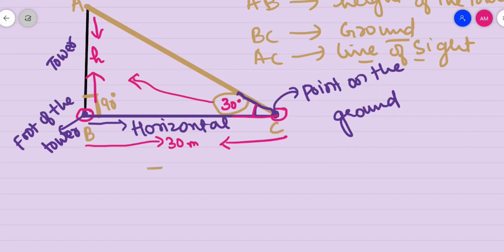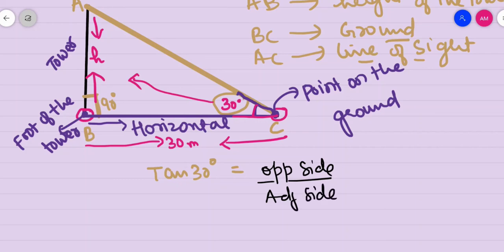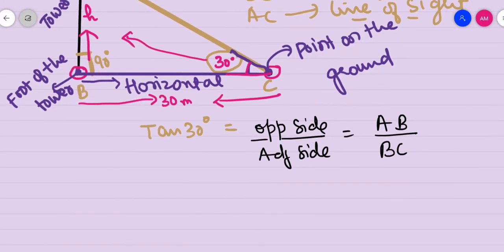Let us take tan 30 degrees. Tan 30 degrees will be equal to opposite side by adjacent side. What is your opposite side? Your opposite side is AB and your adjacent side is BC. Now do you remember what tan 30 is? Tan 30 is 1 by root 3.